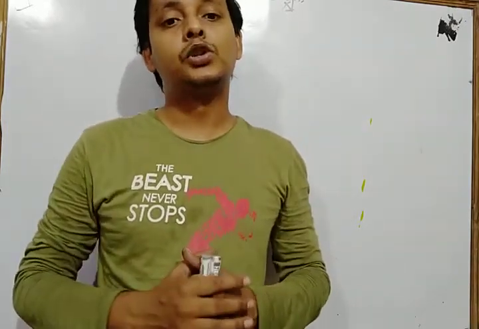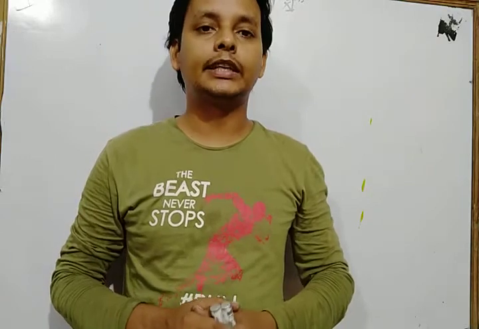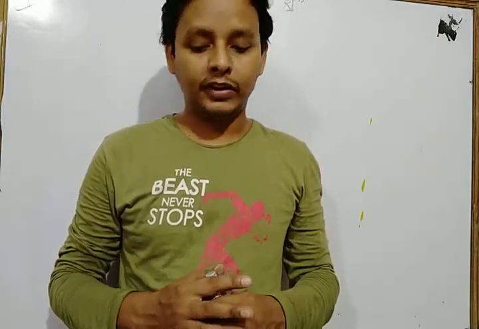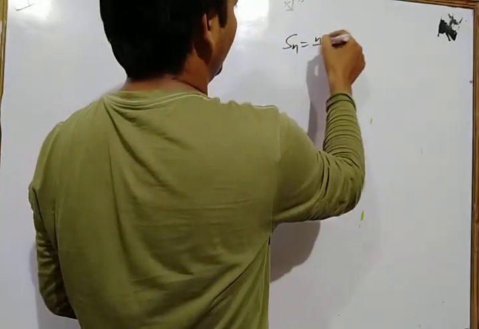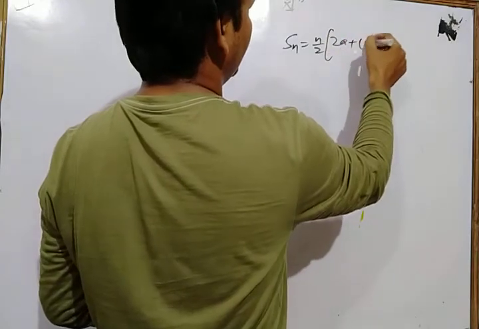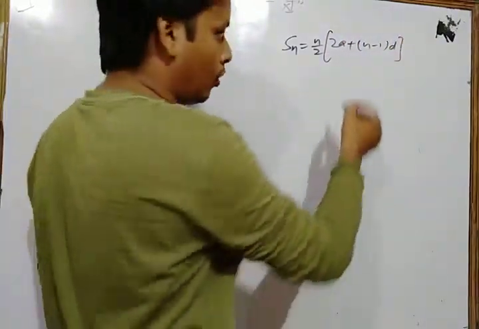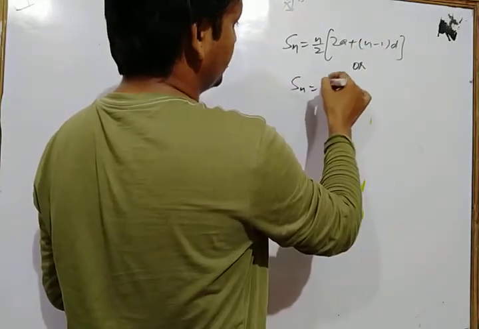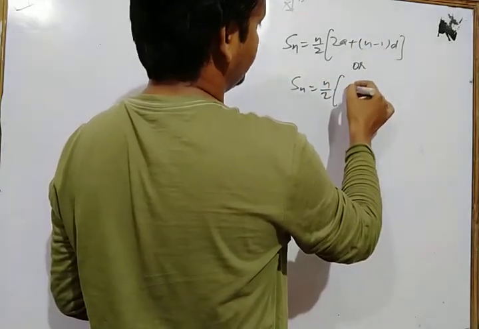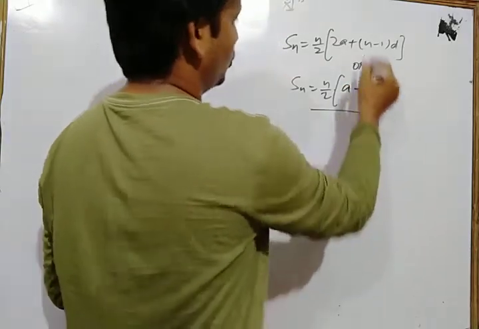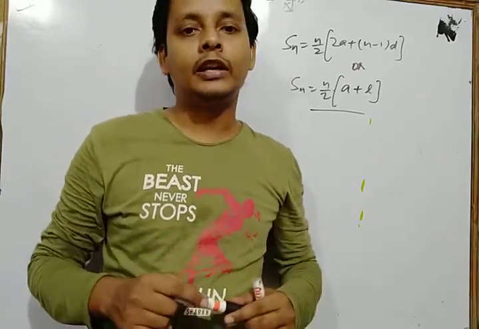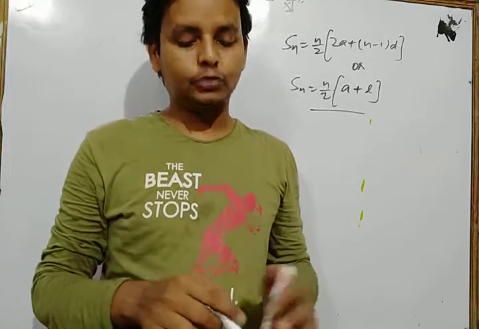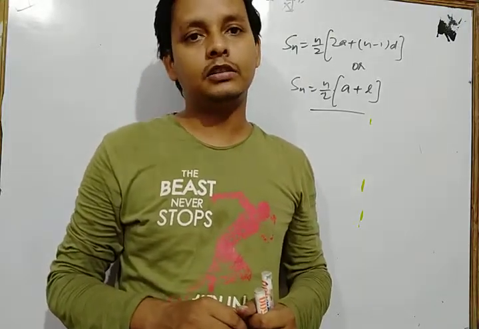Today in class we will also discuss some important questions of your NCERT exercise based on the sum of n terms of an AP. Dear students, yesterday we already discussed the formula for the sum of n terms of an AP: n by 2 in bracket 2a plus (n minus 1) into d, or we can write it this way also, n by 2 into (a plus l). So both are formulas for calculating the sum of n terms of an AP. Now today, dear students, we take some important questions and solve them.